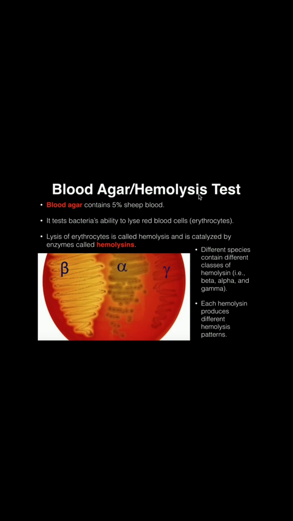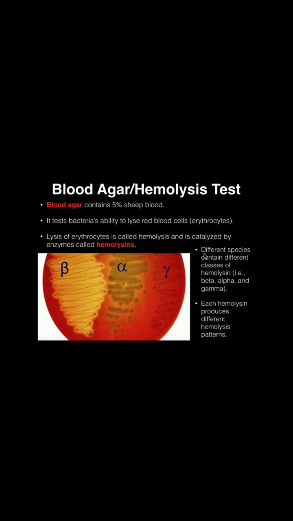Now, hemolysis. Hemolysis is the process of destroying red blood cells by some mechanism. If you ever see the term erythrocyte, that also means red blood cell. The hemolysis test tests a bacteria's ability to destroy red blood cells. Some bacteria, which would be positive for hemolysis, are going to make enzymes called hemolysins, and these are enzymes that destroy red blood cells. If you've ever heard of the term hemolytic anemia, that's an anemia where we have destruction of red blood cells. Hemolysis: destruction of red blood cells.